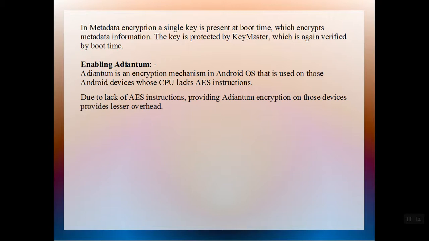Now the third type of encryption, which is enabling Adiantum. Adiantum is an encryption mechanism in Android operating system that is used on those Android devices whose CPU lacks AES instructions. Due to lack of AES instructions, providing Adiantum encryption on those devices provides lesser overhead.